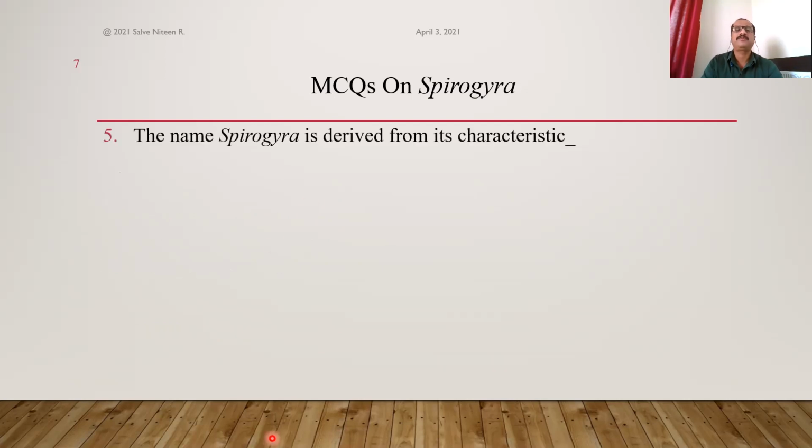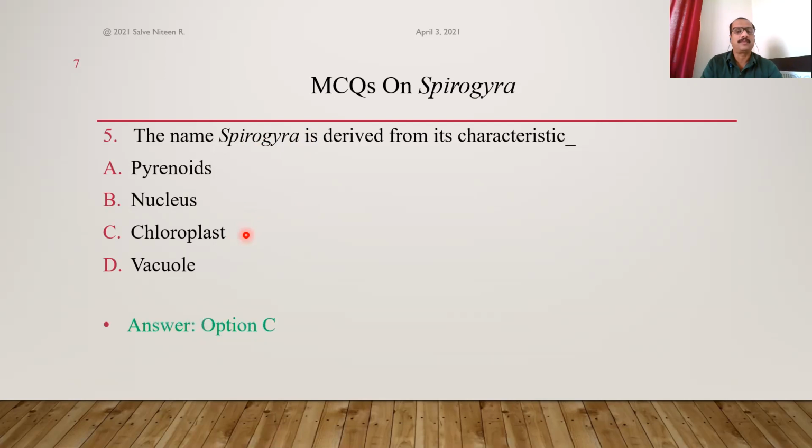Next question. The name Spirogyra itself is derived from which of its characteristic organelles present in the cell cytoplasm? That characteristic organelle, as we know, is the chloroplast, which is spirally coiled, and therefore the genus is called Spirogyra due to the spiral nature of the chloroplast. So here the answer is option C, chloroplast.